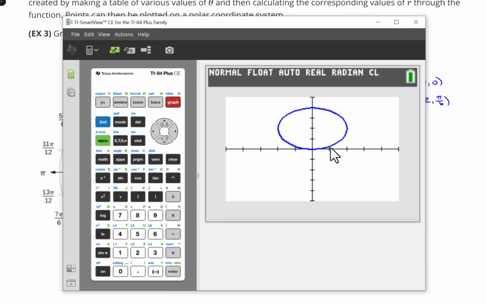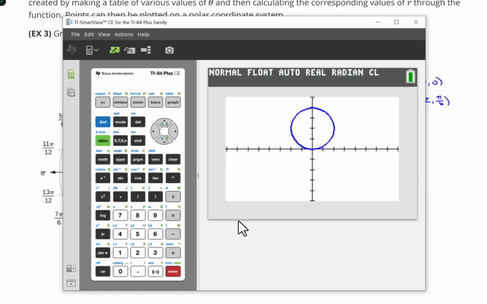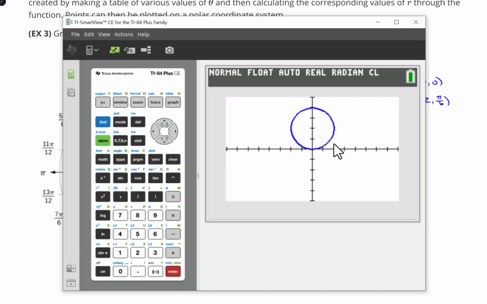It looks like an egg instead of a circle, but remember, there's more pixels in the horizontal direction than there is the vertical. So if you hit zoom square, so hit the zoom button, and option 5 is zoom square, it will make sure that the same number of pixels are matched up with your axes in the horizontal and vertical directions, so that it looks like what it's supposed to be, which is a circle here centered a little bit above the origin at 2, 0, 2.